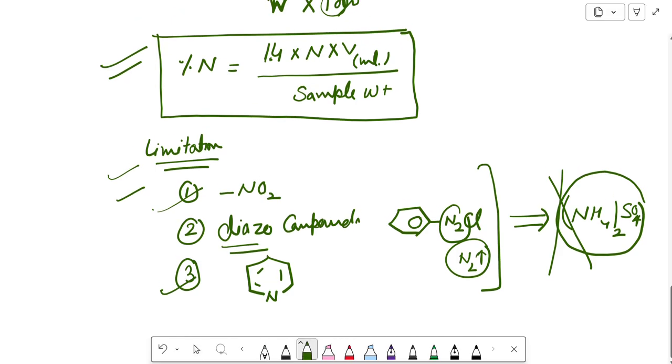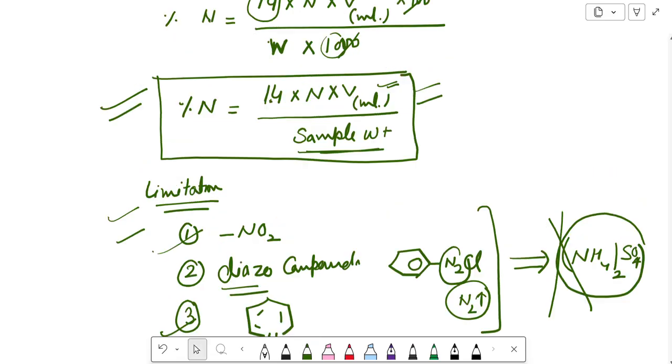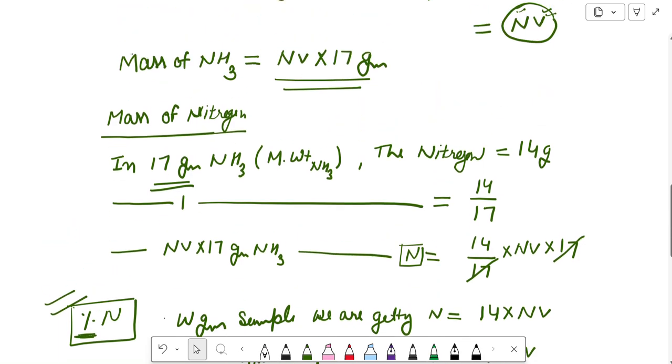We can directly use this formula. You have to learn this formula. Percentage N is equal to 1.4 into N, N means normality of H2SO4 which is used, as well as V, V means volume of H2SO4, divided by sample weight. The concept behind the Kjeldahl method was that.